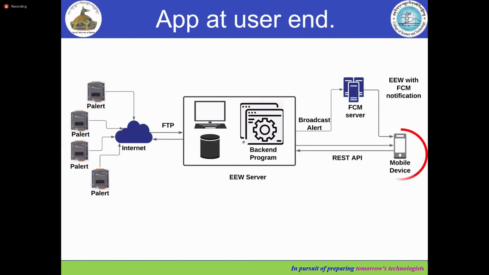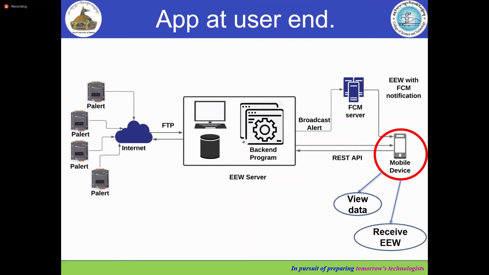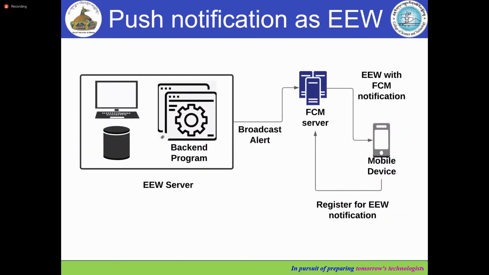So now, the app at the user end. Users can use the app to view the earthquake data and rain data, and most importantly, it can be used to receive a timely early earthquake warning before the arrival of the S waves in case P waves are detected at the base station. Now, the push notification as early earthquake warning. I'd like to provide a very comprehensive explanation of how the push notification is employed to achieve the early earthquake warning.